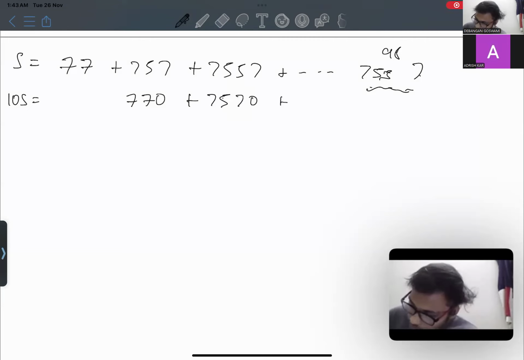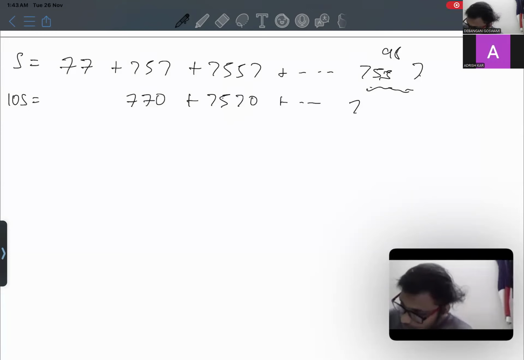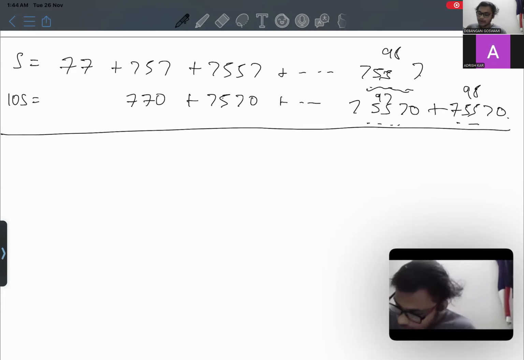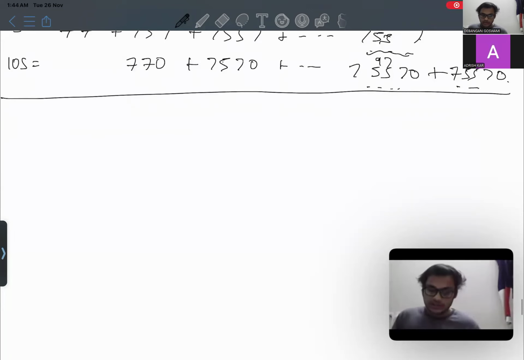Yeah, 7570, like this, right? Here we'll be getting 755...5 97 times 70, right? And finally we will have the last term, 755...5 98 times 7 and then 0, right? So now we'll subtract both the equations. So what will we get after subtracting both the equations?